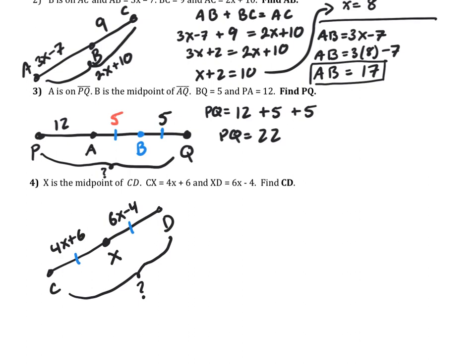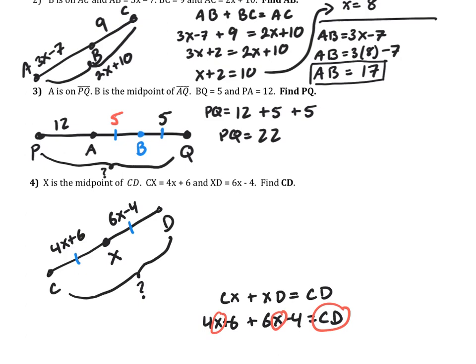So I know from the segment addition postulate that CX plus XD equals CD. But right now that's not very useful to me because if I plug my information in, 4x plus 6 plus 6x minus 4 equals CD, I have two unknowns. I don't know what x is, and I don't know what CD is. And that's a problem. We can't solve an equation with two unknowns. So we have to do something first.